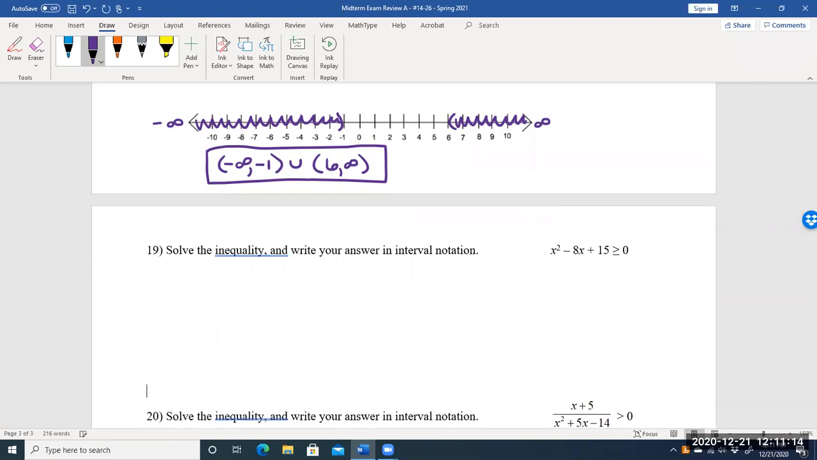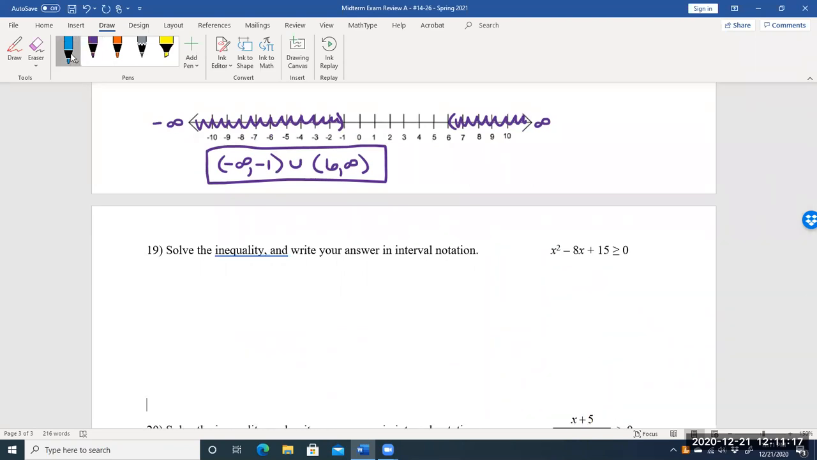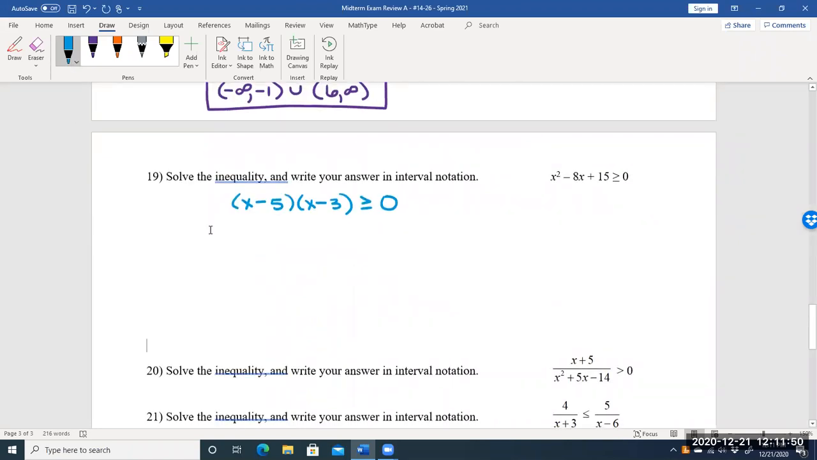Okay, number 19. So 19 is a quadratic inequality. And for quadratic inequalities, we use sign charts. So we are going to make a sign chart for this one. The first thing we're going to do is factor, looking for two numbers that add to -8 and multiply to 15. Those numbers would be -5 and -3. So here's how we factor our inequality. Then we're going to find where the factors are equal to 0.